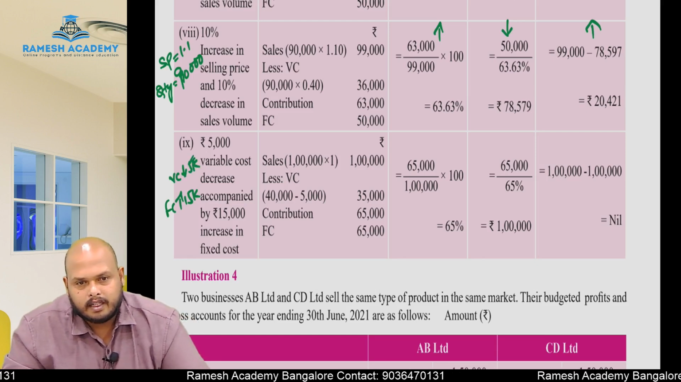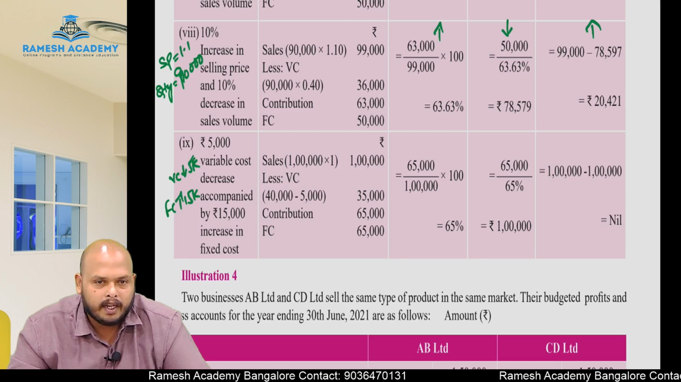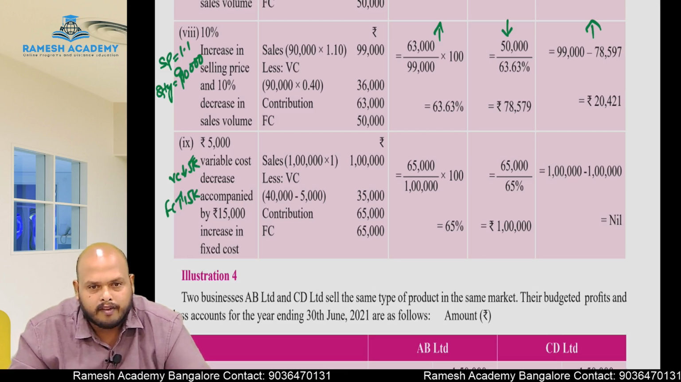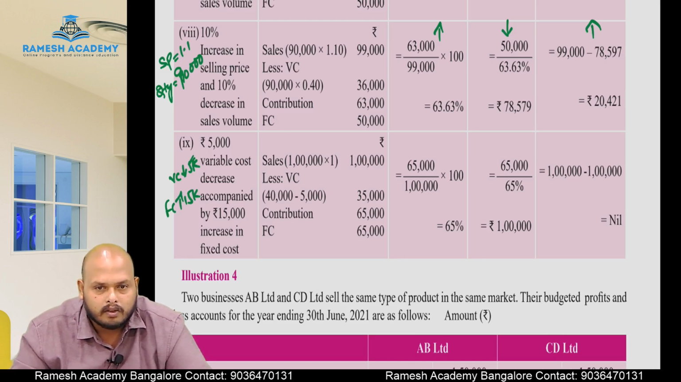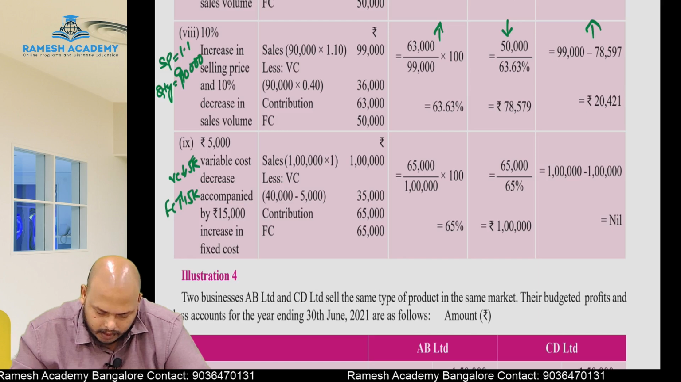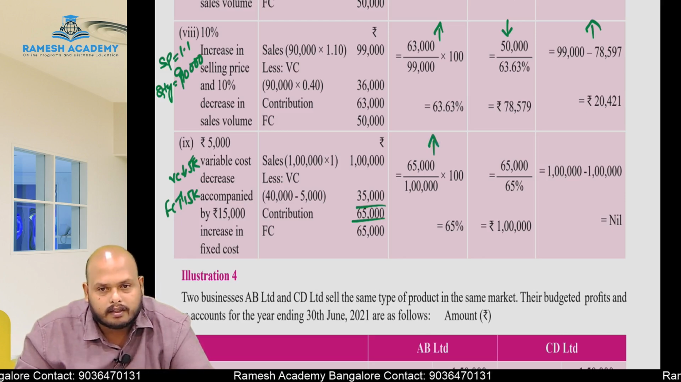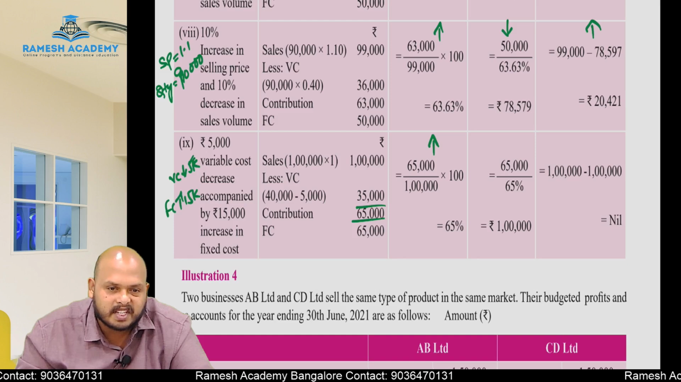Variable cost is decreased by 5k and fixed cost is increased by 15k. Sales is 1 lakh, same. Variable cost, he said 5,000 rupees, so 40,000 minus 5,000 is directly 35,000, so contribution is 65, which means margin of safety increases. But here again fixed cost is increasing.